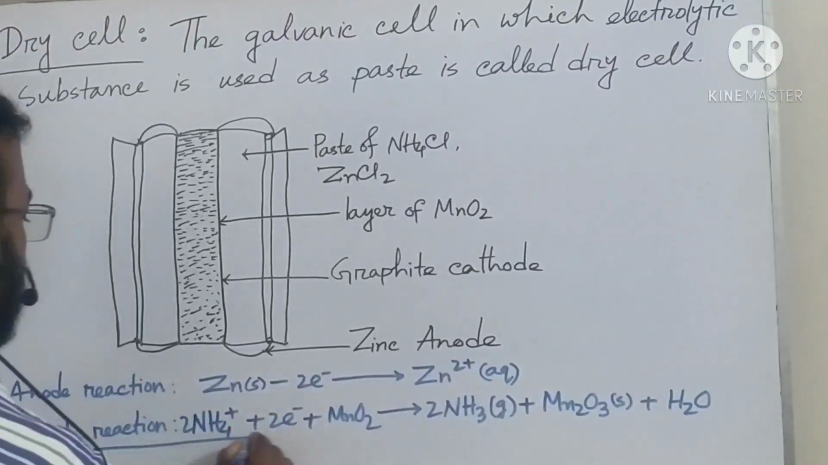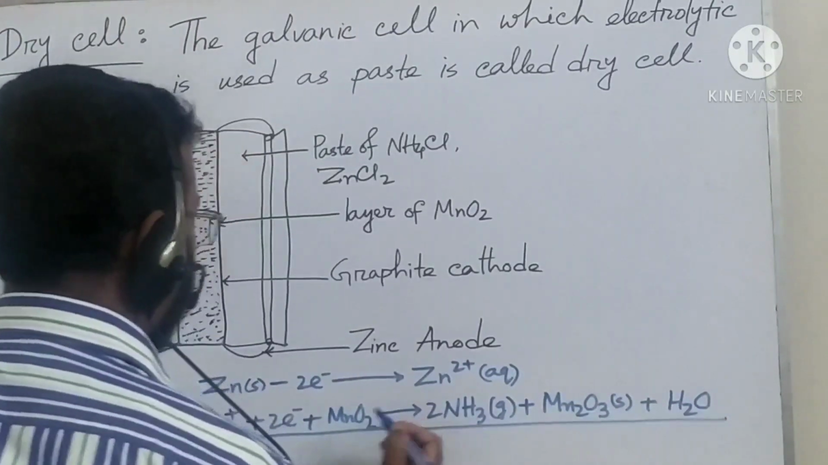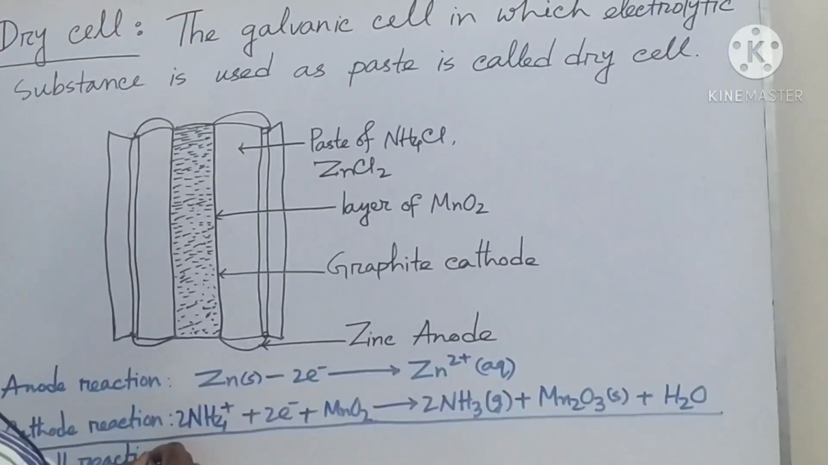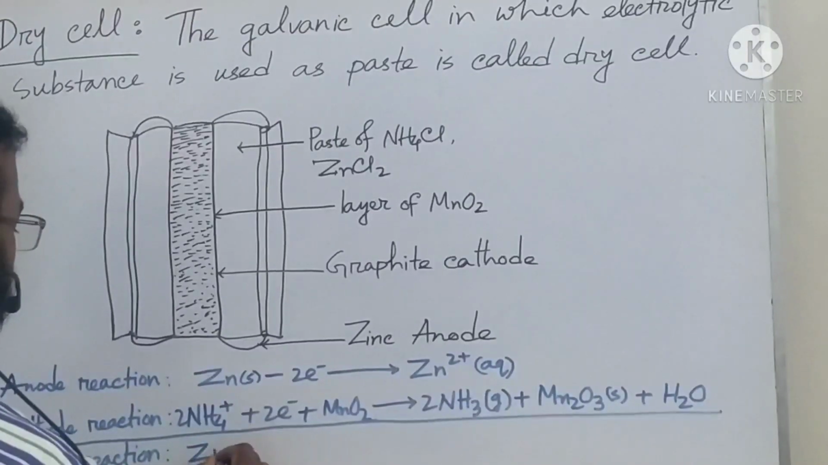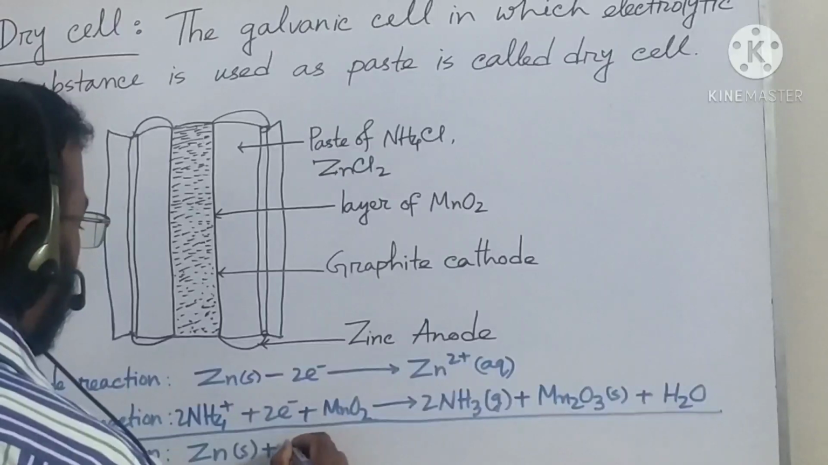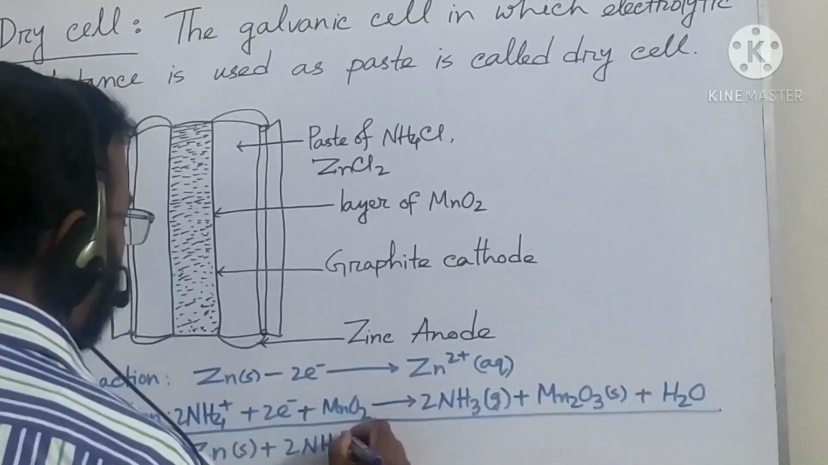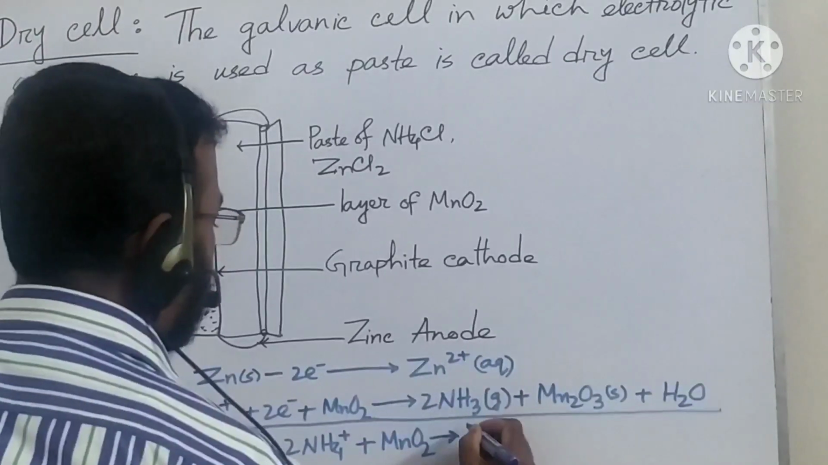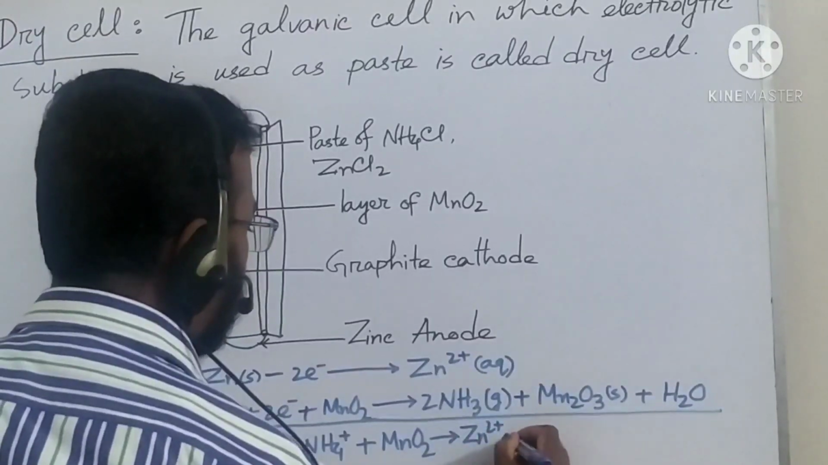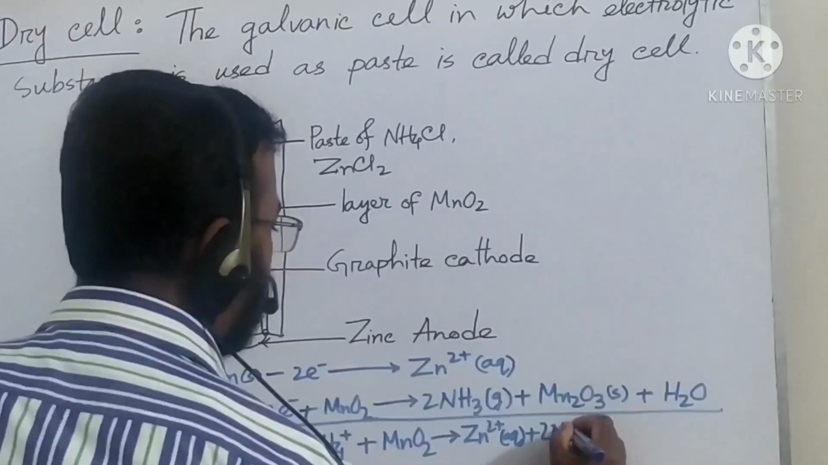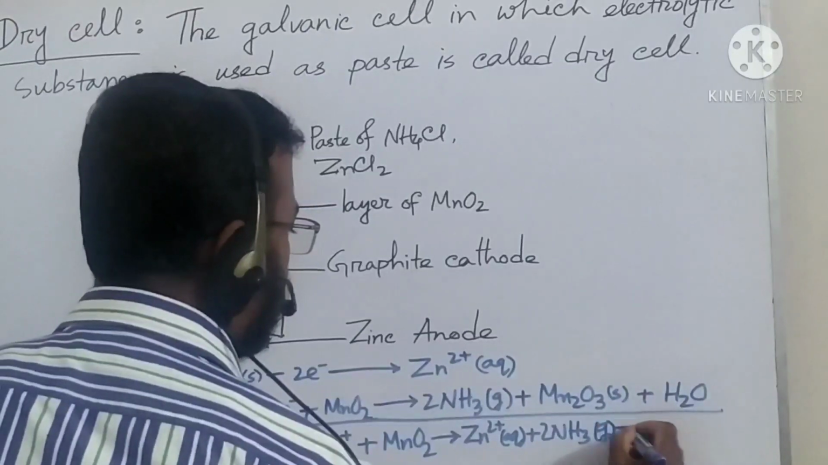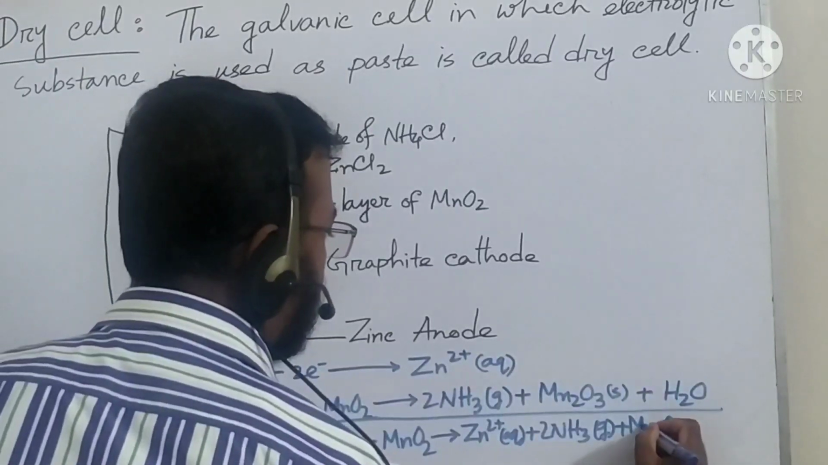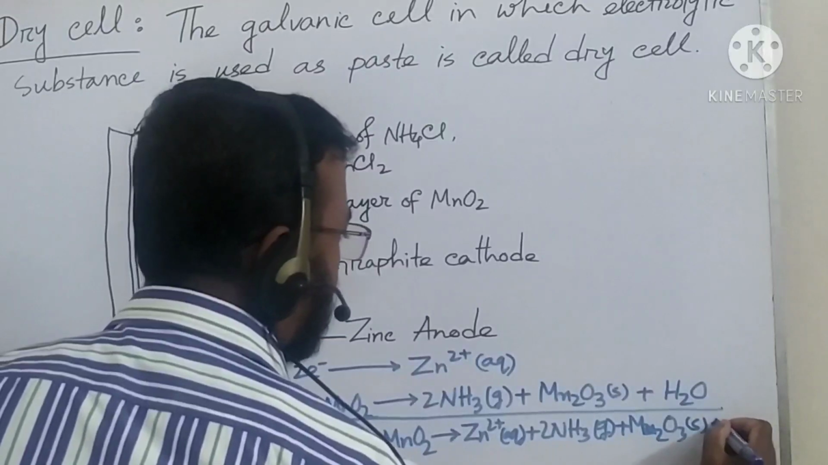Okay, then what is the cell reaction? We see. Now the cell reaction is zinc plus ammonium ion plus manganese dioxide, then it produces zinc ion plus ammonia gas plus dimanganese trioxide plus water.